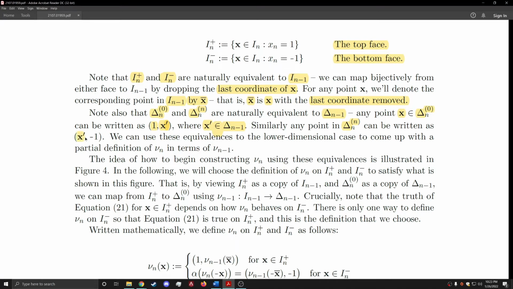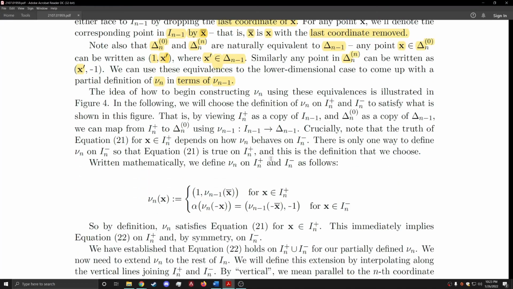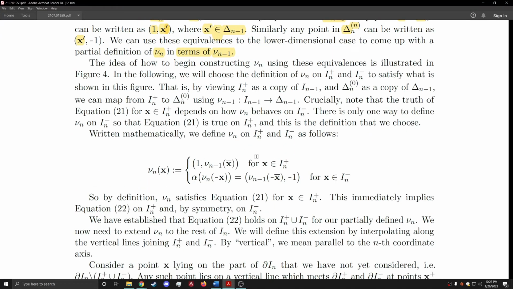We're going to have this x prime and this x bar that we're going to use to build nu sub n, where nu sub n is written in terms of nu sub n minus 1. Now, this was a lot of words, so let's just show you the equation. I feel like that'll actually clear things up a lot right now. So we're going to have it here. This nu sub n of x is defined in terms of nu sub n minus 1.